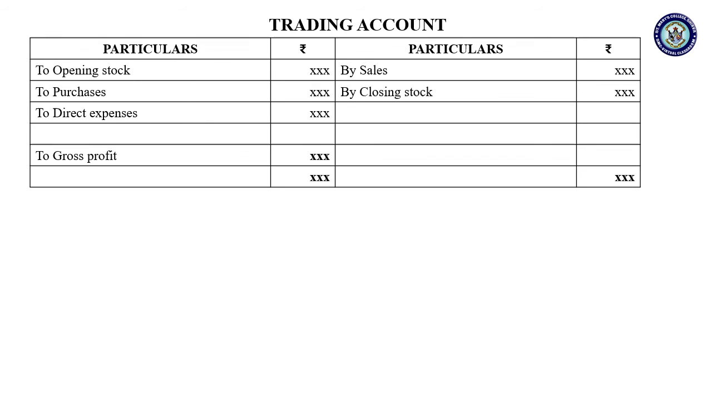Direct expenses means all the expenses that will appear in your trading account, like wages or carriage inward. It may be manufacturing expenses. If it is only a trade expense, then it is a P&L item. Other expenses like general expense and sundry expense are also P&L items. So these are the direct expenses. This is how the trading account looks.